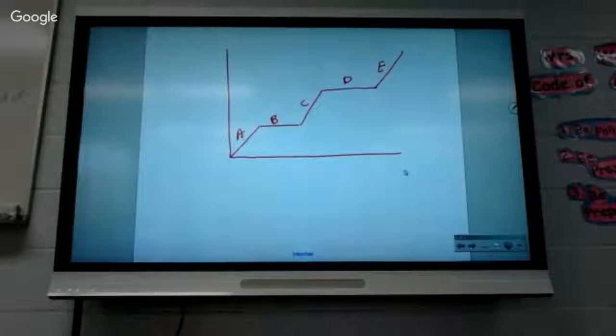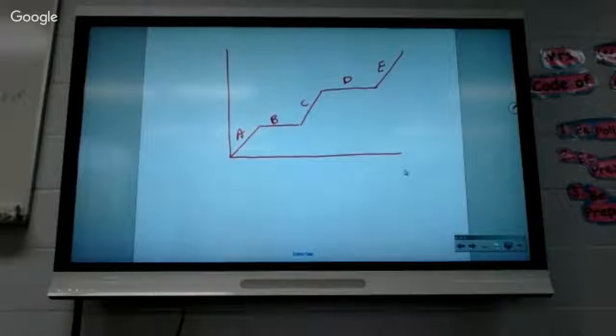All right, what is A? It is a solid state, and it's doing what? Heating. It's being heated. All right. What's happening at B? It's melting. What's the opposite of melting? Freezing. All right, what is C?